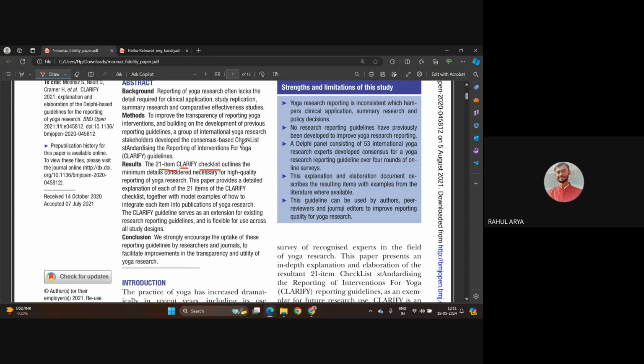Here they are mentioning the full form of Clarify. Checklist as standardizing the reporting of interventions for yoga. Yes, it is the meaning of Clarify. Consensus-based checklist standardizing the reporting of interventions for yoga.